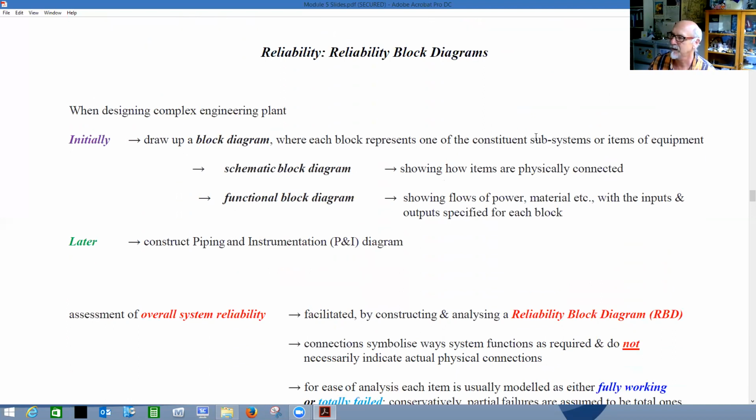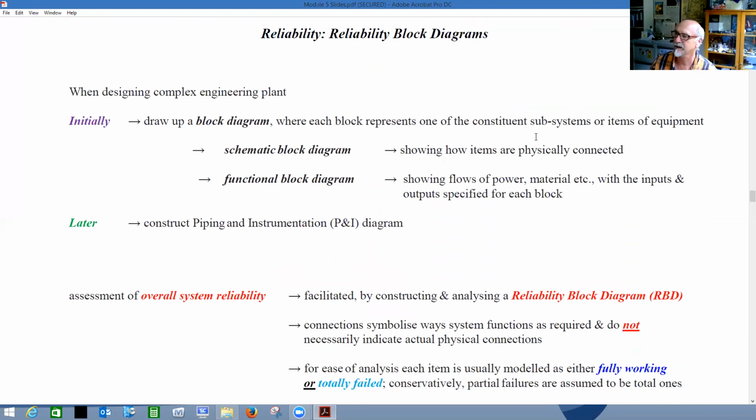We can talk about reliability block diagrams. When designing complex engineering plants or engineering equipment, initially you draw a block diagram where each block represents one of the subsystems or items of equipment.